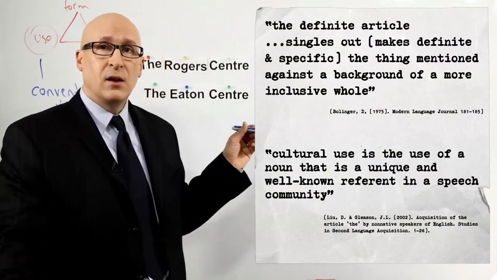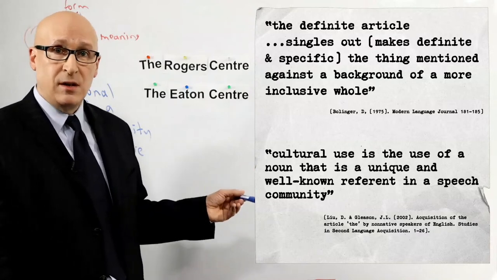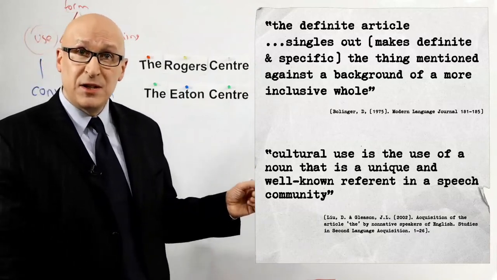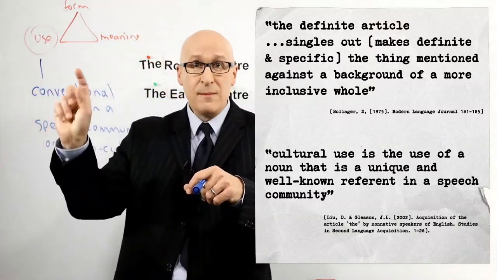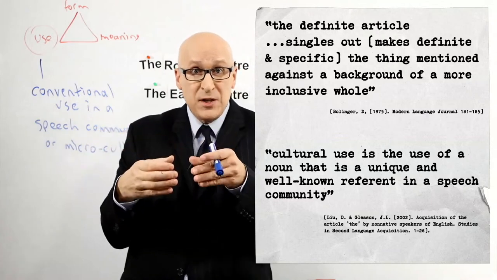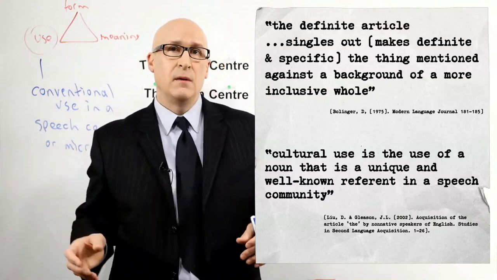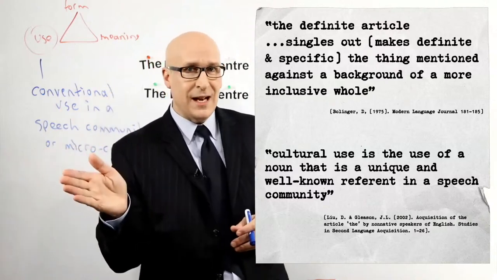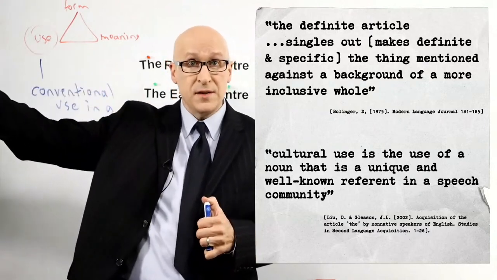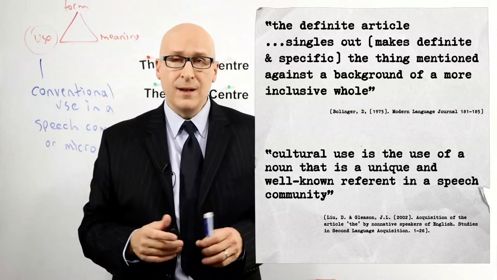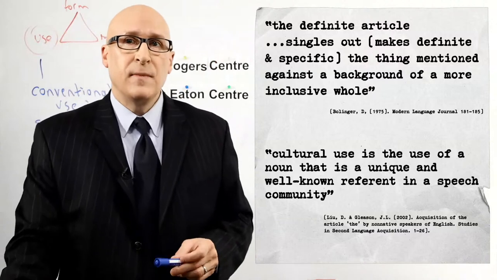And again here, cultural use is the use of a noun that is unique and well known in a speech community, right? And a speech community can be super small. For example, in my home, there's only my wife and I, but we are a speech community. We understand each other's specific little terms, right? So if I say the gym, she knows exactly what I'm talking about, right? If I told my friend who lives in another city, hey, are you going to the gym? I might not know which gym they're talking about, right?